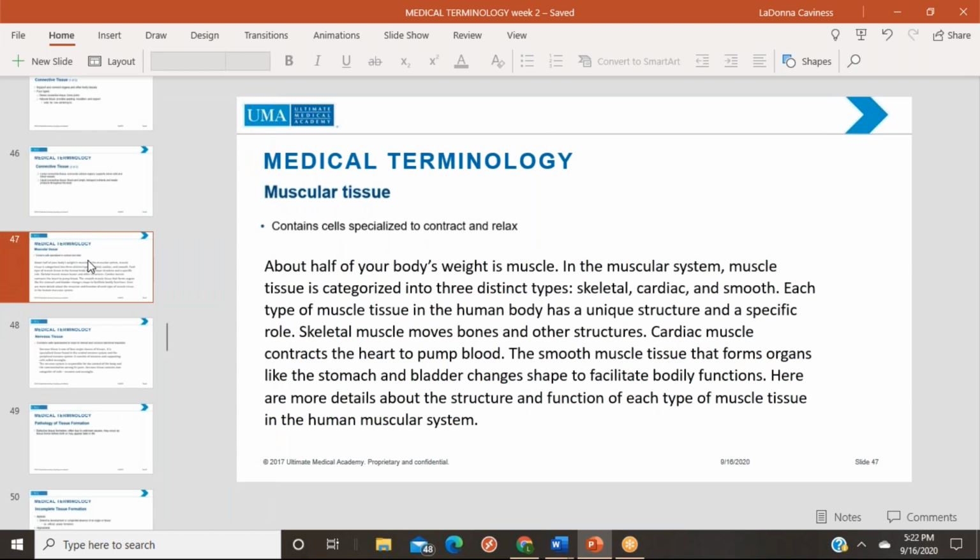Muscular tissue. Okay, muscular tissue contains cells specialized to contract or relax, I should say. About half of your body's weight is muscle. In the muscular system, muscle tissue is categorized into three distinct types: skeletal, cardiac, and smooth. Each type of muscle tissue in the human body has a unique structure and a specific role. Skeletal muscle moves bones and other structures. Cardiac muscle contracts the heart to pump blood. The smooth muscle tissue that forms organs, like the stomach and bladder, changes shape to facilitate the body's function. Here are some details about the structure and functions of each type of muscle tissue in the human musculoskeletal system.